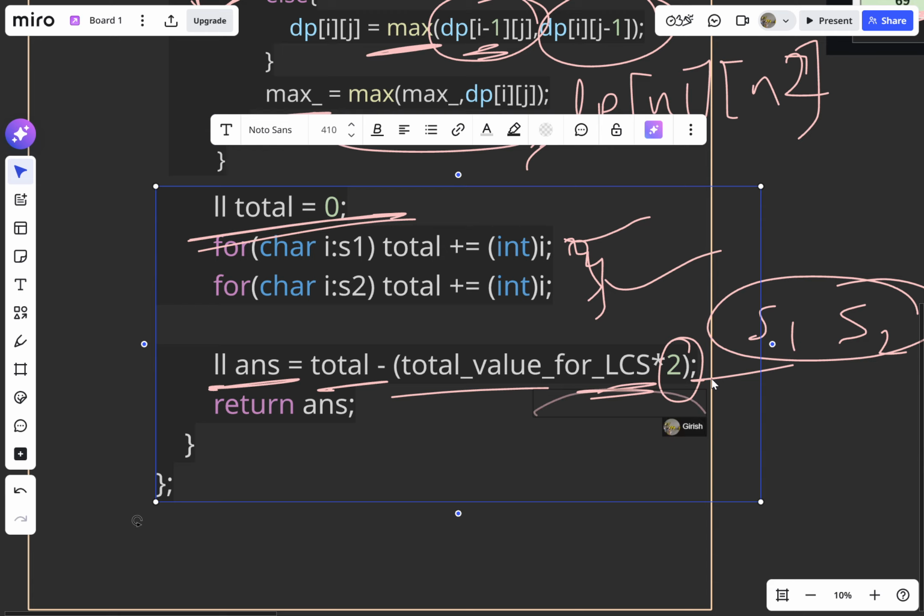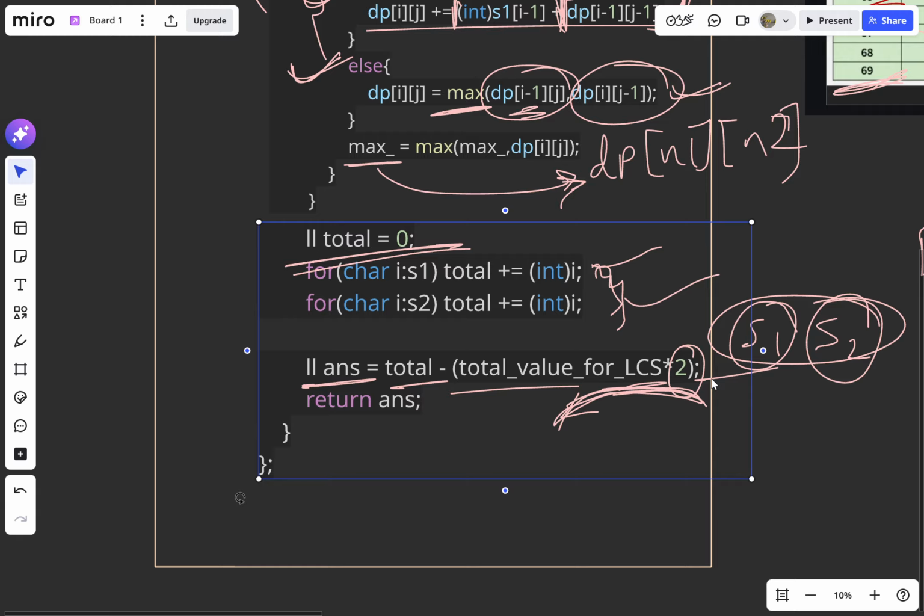Okay, and because in the longest common subsequence the characters which are deleted from S1 are also deleted from S2, that's why we are subtracting it with the multiplication of 2. Okay, and this is the overall solution.